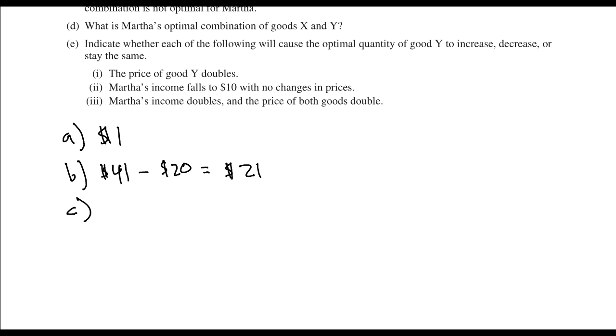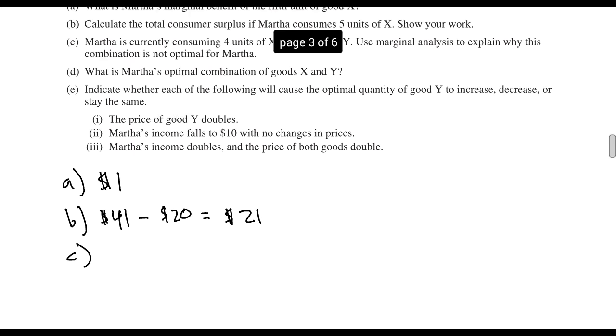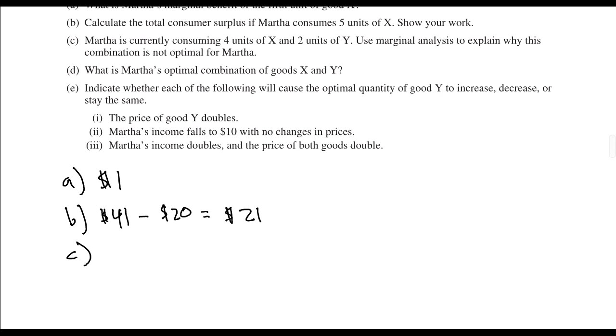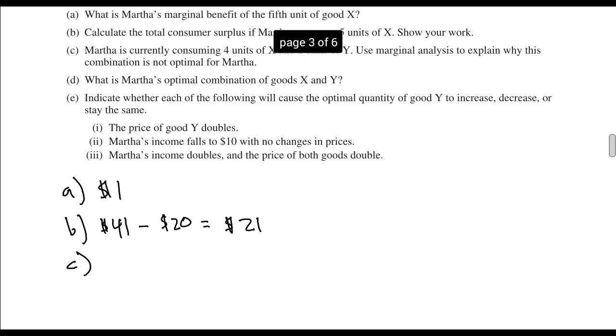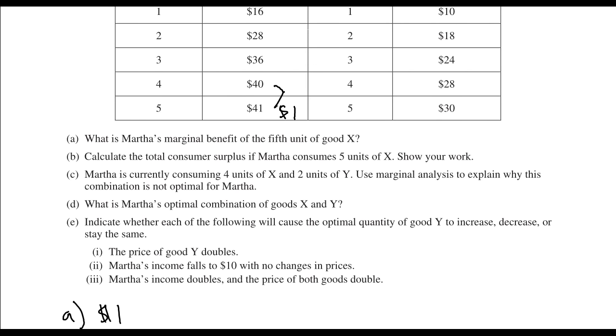Part C. Part C says, Martha is currently consuming 4 units of X and 2 units of Y. Use marginal analysis to explain why this combination is not optimal for Martha. Alright, well, let's see, she's doing 4 units of X. So the marginal benefit she got on that 4th unit was $4. And she's doing 2 units of Y. Her marginal benefit on that was $8.